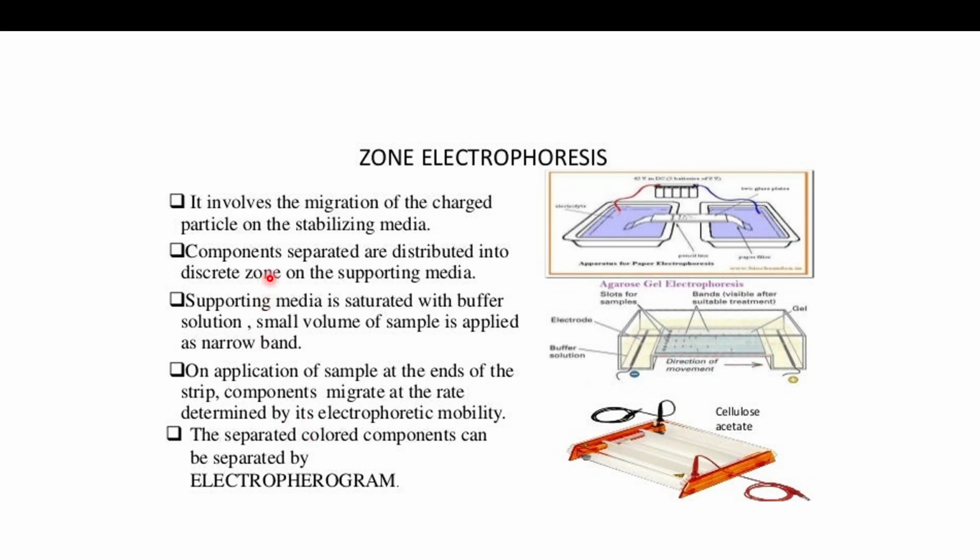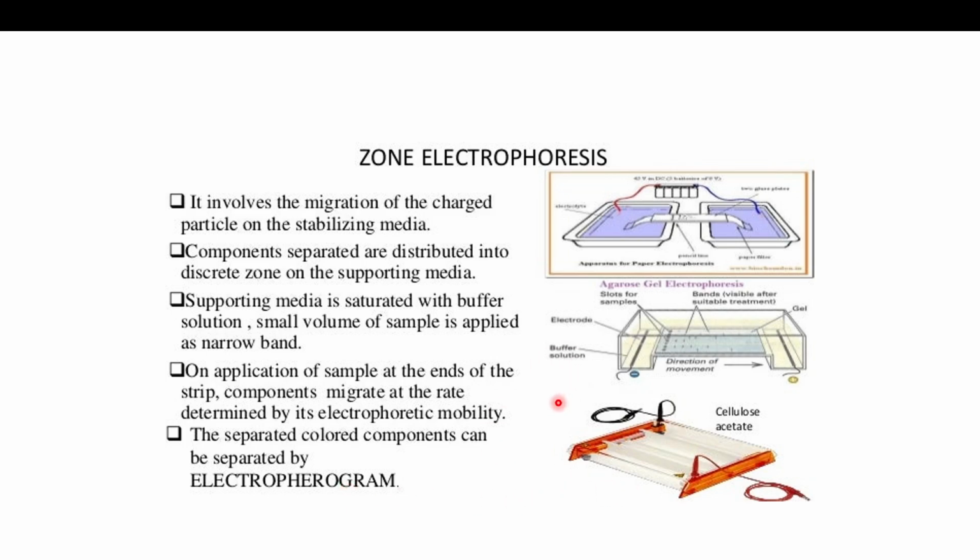The components separated are distributed into discrete zones in the supporting media or the supporting matrix. Supporting media is saturated with buffer solution. A small volume of sample is applied as a narrow band. On application of sample at the ends of the strip, components migrate at the rate determined by their electrophoretic mobility. Separated colored components can be visualized by electropherogram.